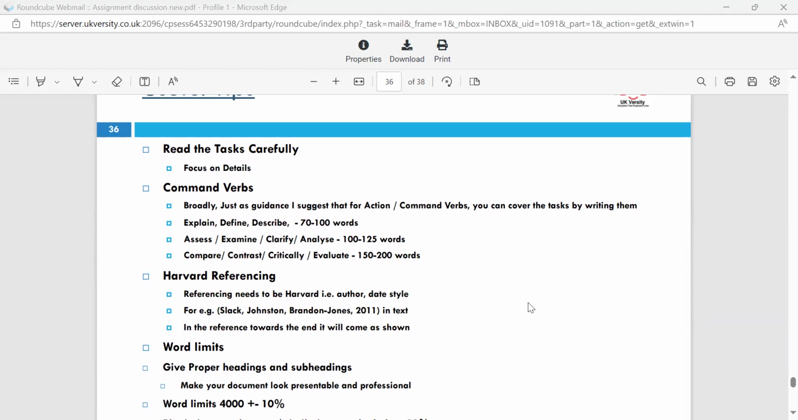So answer the questions, make sure you're sticking to the word counts as well, and focus on the details. Command words use as guidance. I suggest that for action command words, you cover the task by writing them. So explain, define, describe, assess, examine, clarify, analyze, compare, contrast, evaluate. So make sure you are leaving the command words. Do not change the command words.